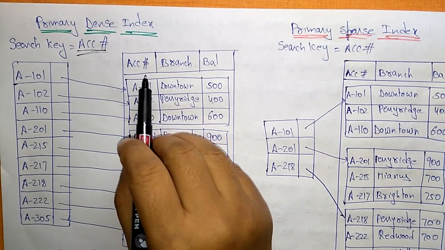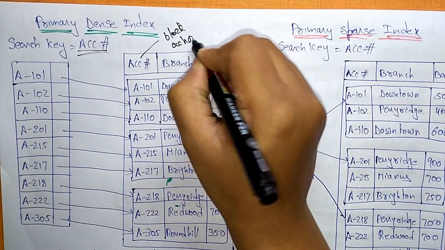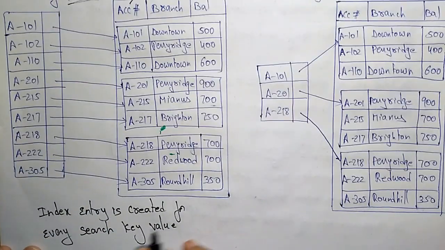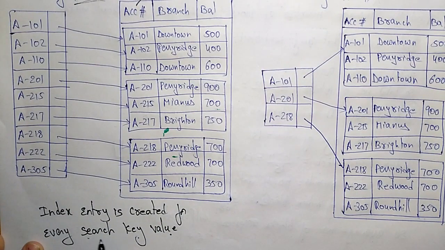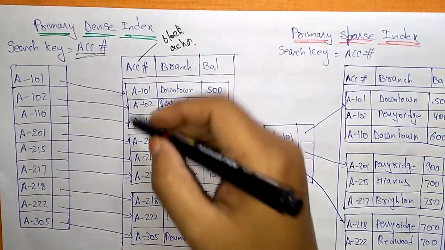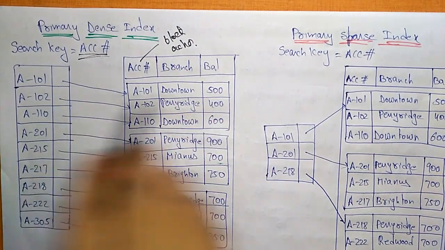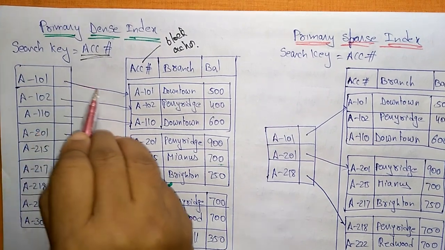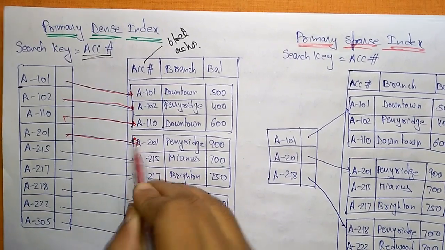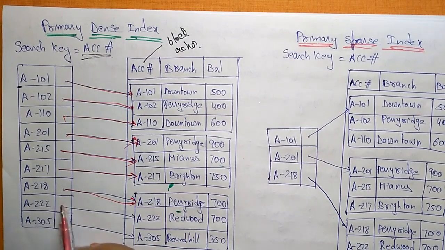You call it a block anchor. So this is a search key value. In the dense index, an index entry is created for every search key value. These are all the search key values, so we are creating index entries for every one of them. Here you can see this is one entry, this is one entry, and this is one entry. Like that, we are creating an index entry for every search key value in the data file.